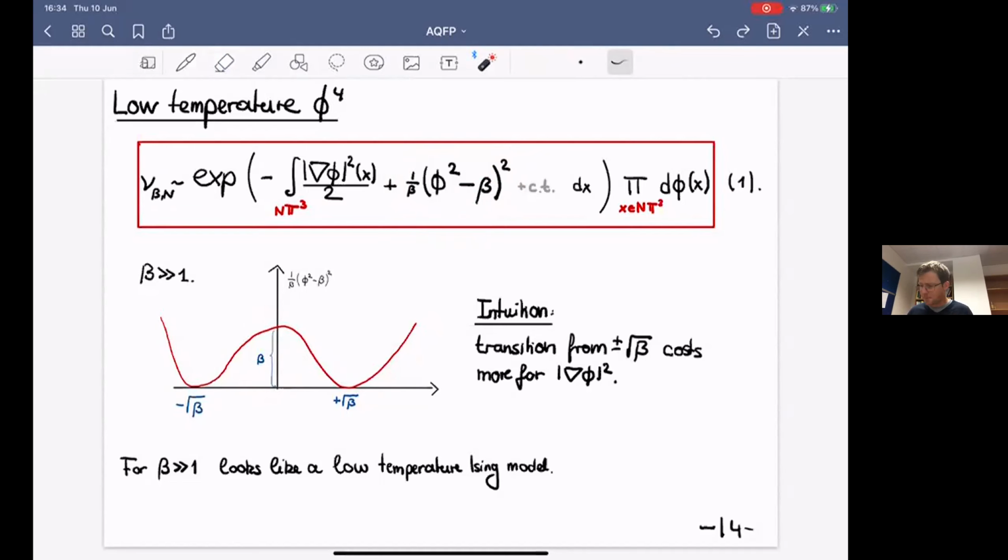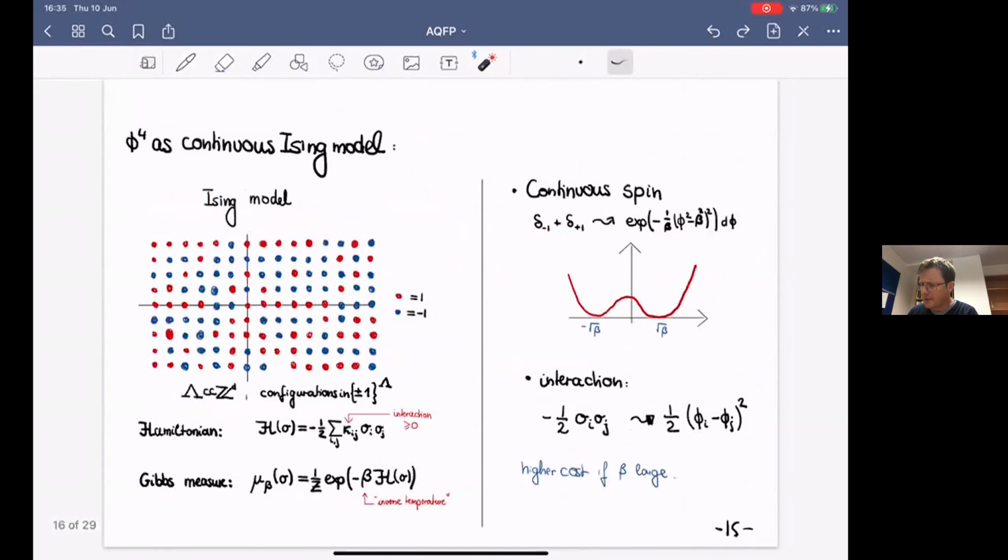Now what I'm going to look at for this part of the talk is a situation where beta is very large. The intuition here is that transitions between these values should cost a lot of energy, and should be very expensive in terms of this gradient Dirichlet energy, in integral form. I would also like to argue that for large beta, this actually looks very much like a low temperature Ising model. Here on the left, I've just recalled the definition of the Ising model, which I'm pretty confident that almost all of you will know.